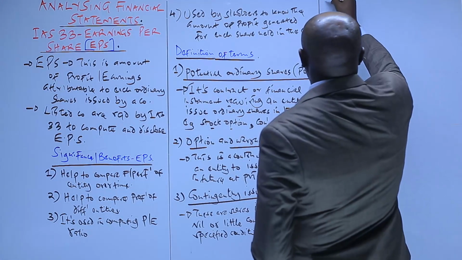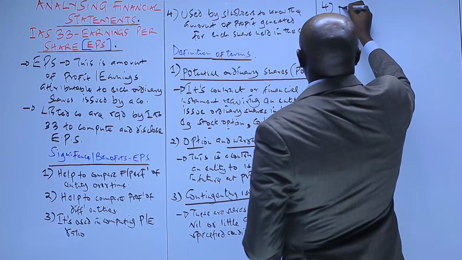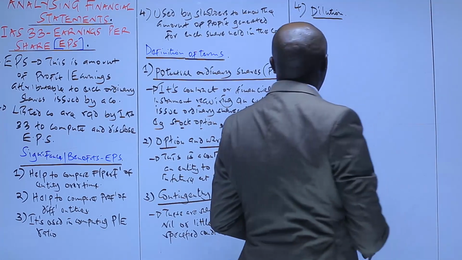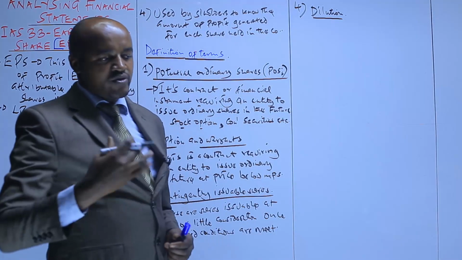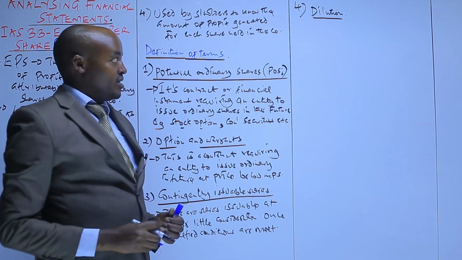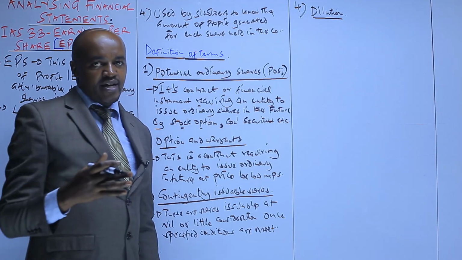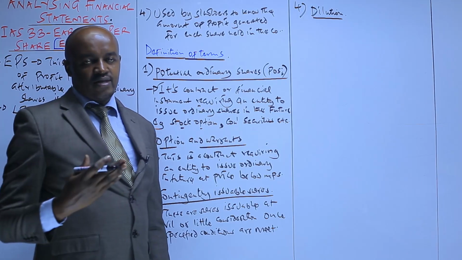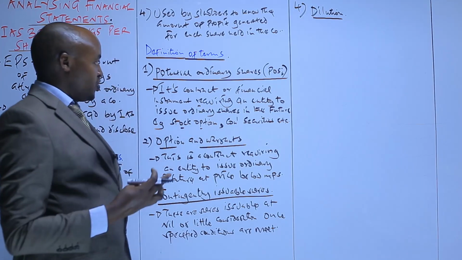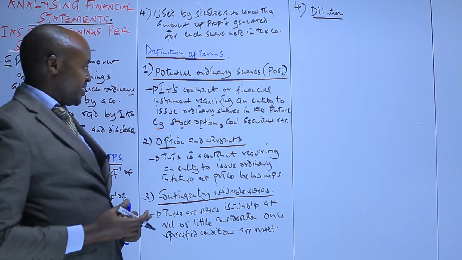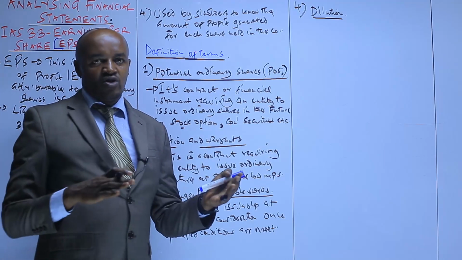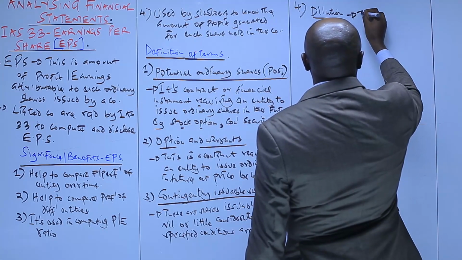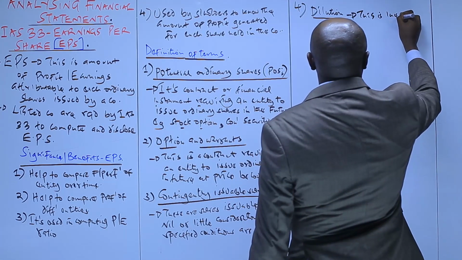The other term we need to define here, number 4, is the term dilution. To dilute is basically to reduce the effect of something. So therefore, this is the reduction in the earnings per share, or basically the increase in the loss per share, on the assumption that the potential ordinary shares, e.g. convertible debentures or maybe stock options, have been converted into ordinary shares.